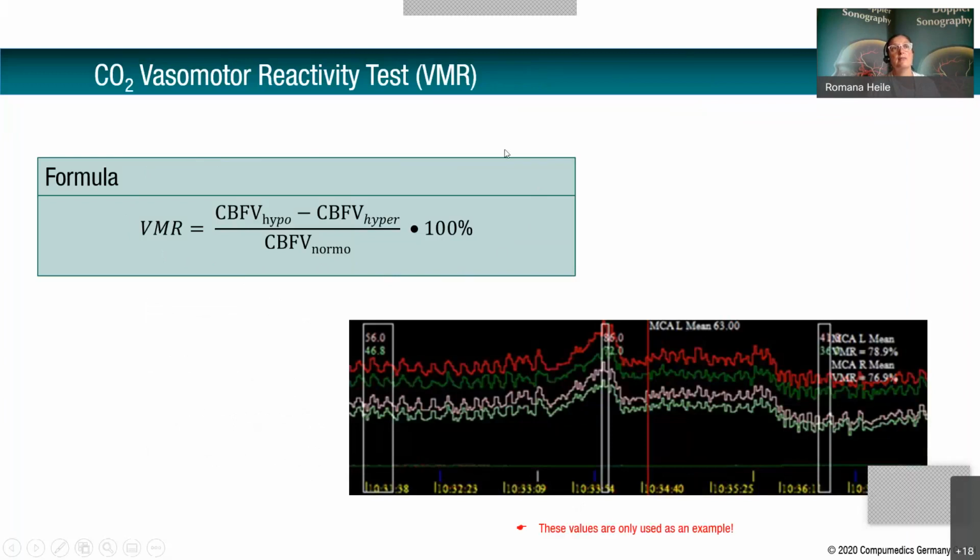So this formula is given like this. This is the one that is also inside of the QL software, and we select our cycles in the trend as given before with the regression analysis, and we get our result as an increase in percent, the VMR increase in percent.